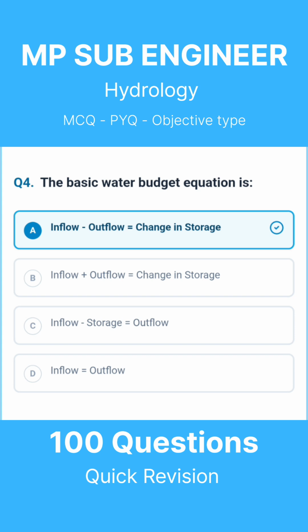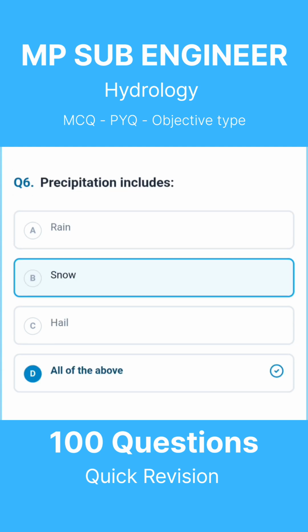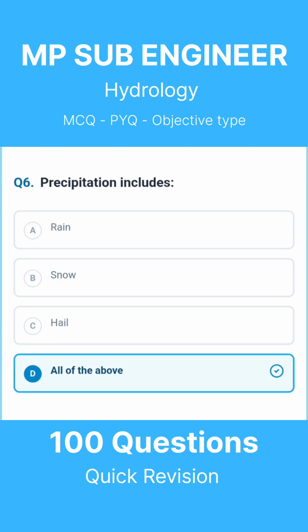Question 4. The basic water budget equation is. The correct answer is inflow minus outflow equals change in storage. Question 5. The residence time of atmospheric moisture is approximately. The correct answer is 8 to 10 days. Question 6. Precipitation includes. The correct answer is all of the above.